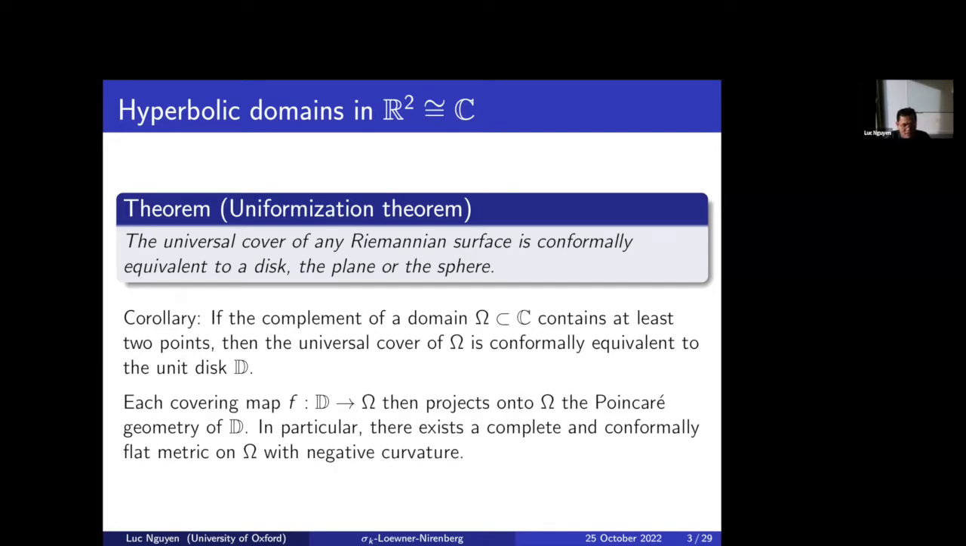Now, suppose that omega is one such domain, and let F be a covering map from D into omega. Then for any such covering map, we can project the Poincare geometry from the disk to omega, and we obtain, in particular, a complete and conformally flat metric on omega with negative curvature. So we call these hyperbolic metrics on omega. So let's take a few examples.